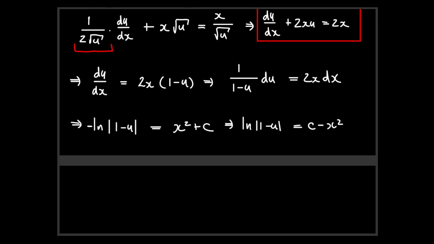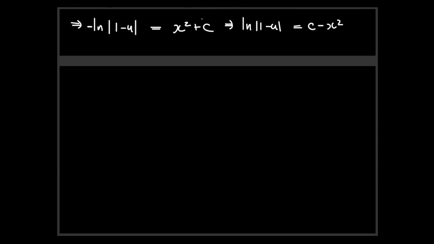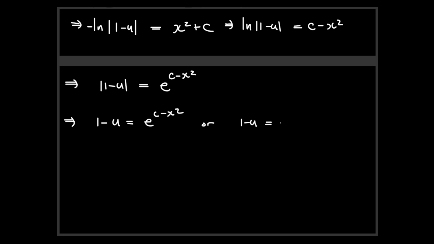Okay, so we're close to the end here, because now we can again use the inverse relationship between log and exponential and get 1 minus u is equal to e to the c minus x squared. So we have this. And again, we reason as earlier. There's only 2 ways that this could have happened. That 1 minus u is equal to e to the c minus x squared, or 1 minus u is equal to negative e to the c minus x squared. Those are your 2 options.